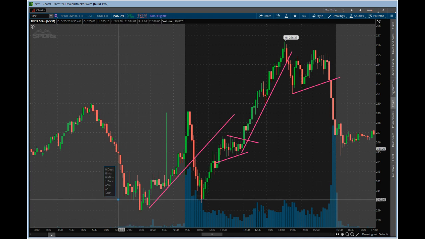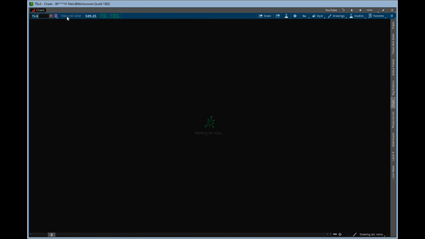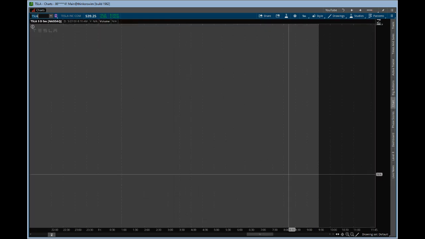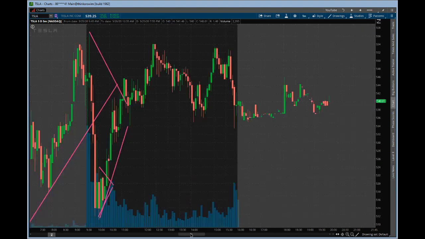See that pivot right there? Nice area of a bounce, right? So you see how important it is using these pre-market levels. It's good stuff. Let's take a look at a couple other ones too. There was, I believe, Tesla. Just some more examples. So Tesla did a pretty good job too with these trend lines here.